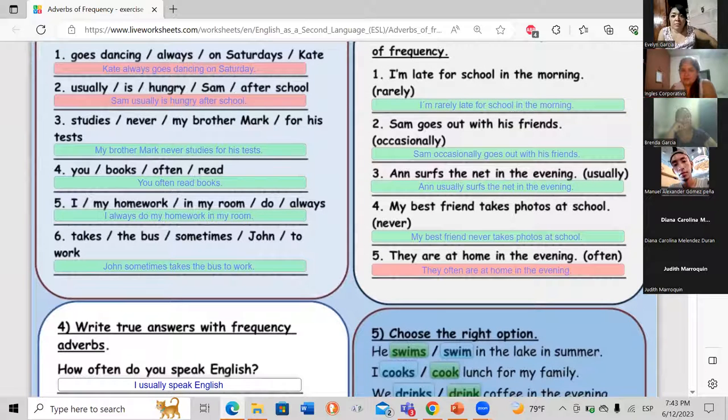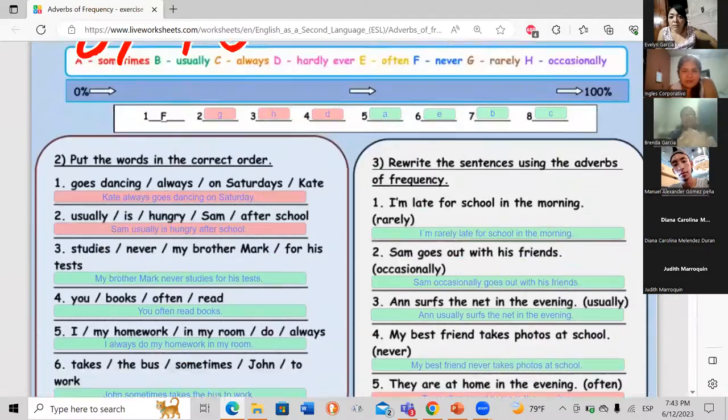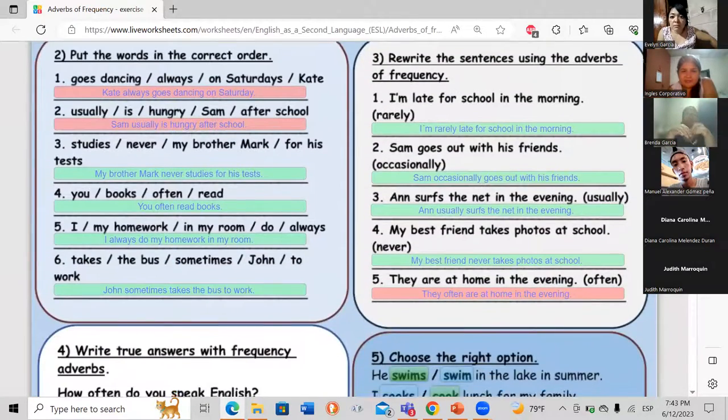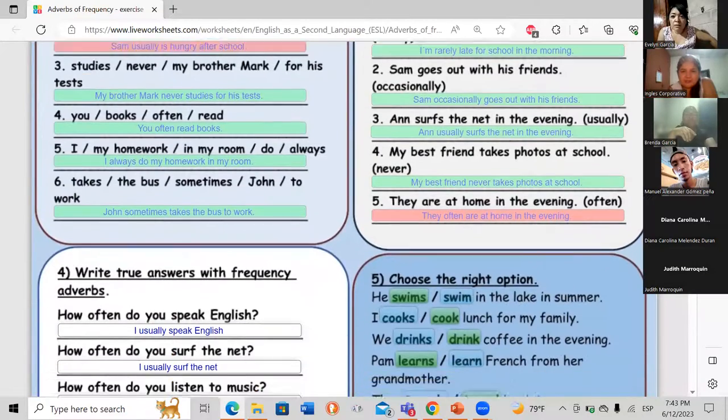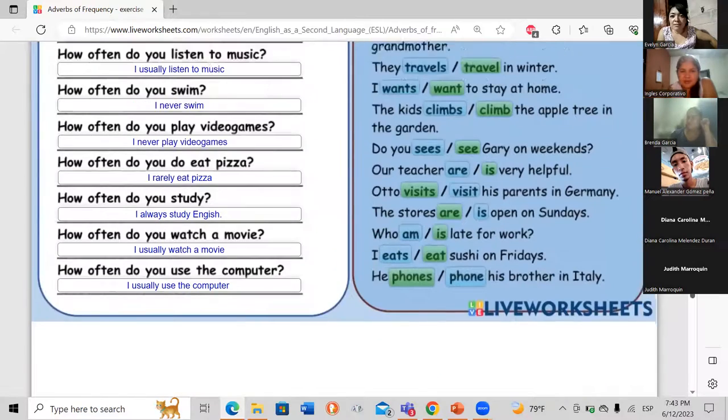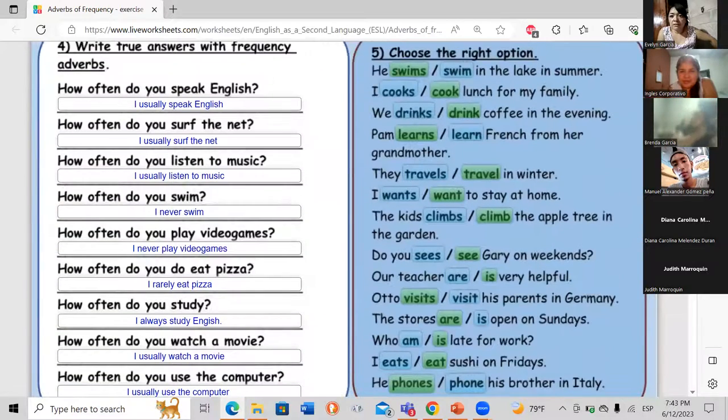Creo que no les... ¿Qué les faltó? I don't know. No sé qué les faltó. Porque está incorrecta. Creo que el punto. Okay, but good practice. Okay.